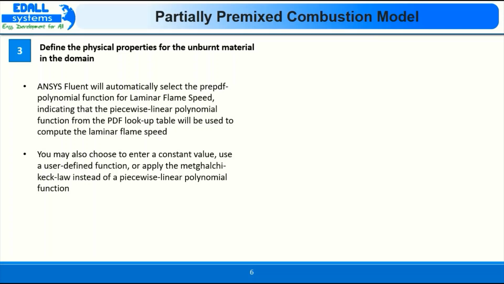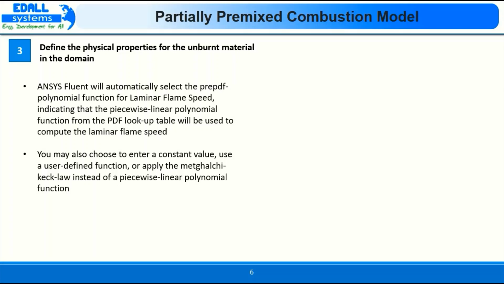So one has to determine both of these flame speeds in order to analyze the premixed combustion results. Same here, to calculate the laminar flame speed, Ansys Fluent will automatically select this pre-PDF polynomial function for our laminar flame, using the PDF table which we just calculated.